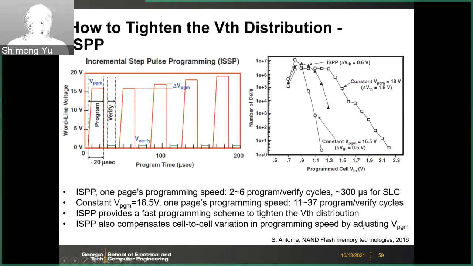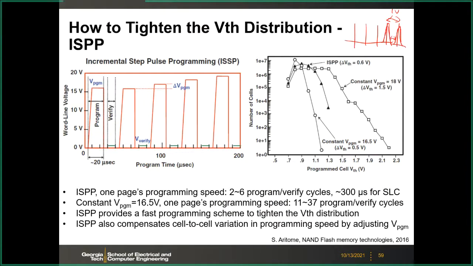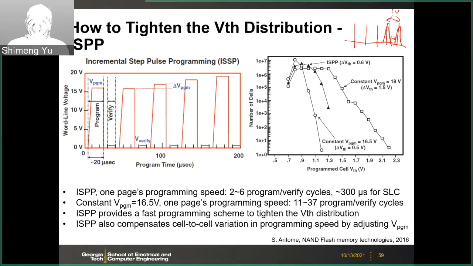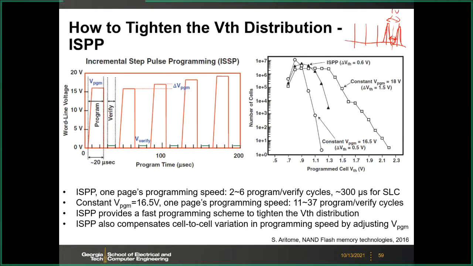So here we have to tighten the VTH distribution, right? Think about it. You have those mean values, and we just said that the mean value distance may be 1 volt. You have to make the distribution very tight because you don't want the tail to cross over. Therefore, you still have some margin between the levels. So we have to tighten this distribution, and the way to tighten the distribution is typically called ISPP, the incremental step pulse programming.